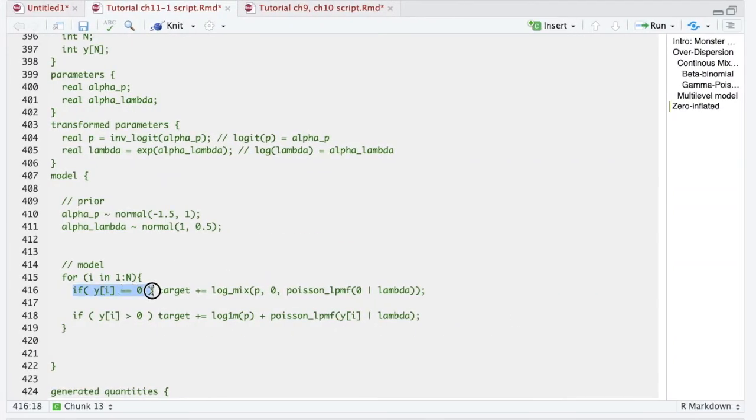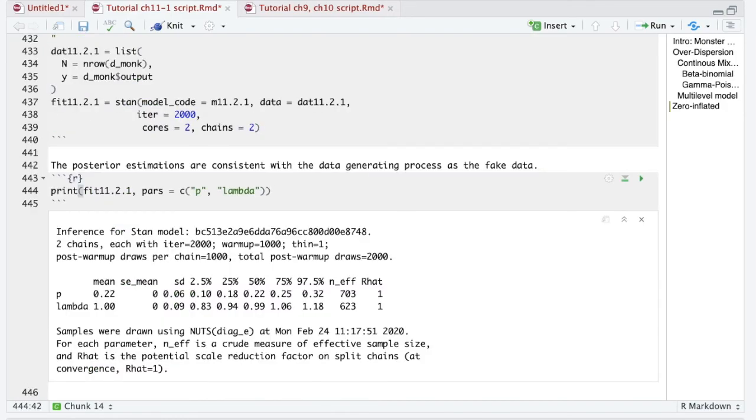So we use an if-else statement. If y is equal to 0, the likelihood function is this log mix function, and if y is larger than 0, the likelihood function is log 1 minus p plus Poisson LPMF. Let's build the model and see what the output is. You can see that Stan successfully estimates the correct parameter values. The probability of the monk going to drink is 0.2 and lambda is 1. Now you understand how to deal with this kind of zero-inflated problem. This is the end of the first part of tutorial chapter 11. Don't forget to watch the second part of chapter 11. See you next time.